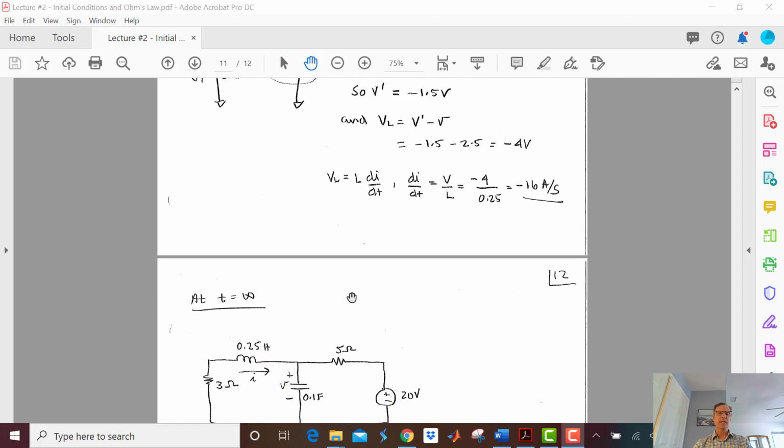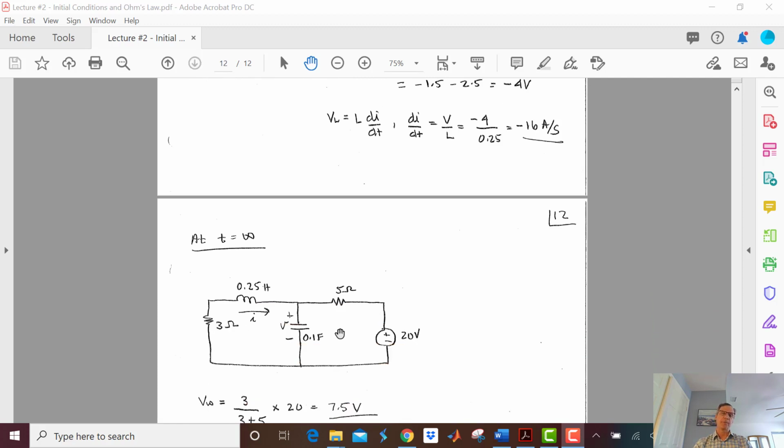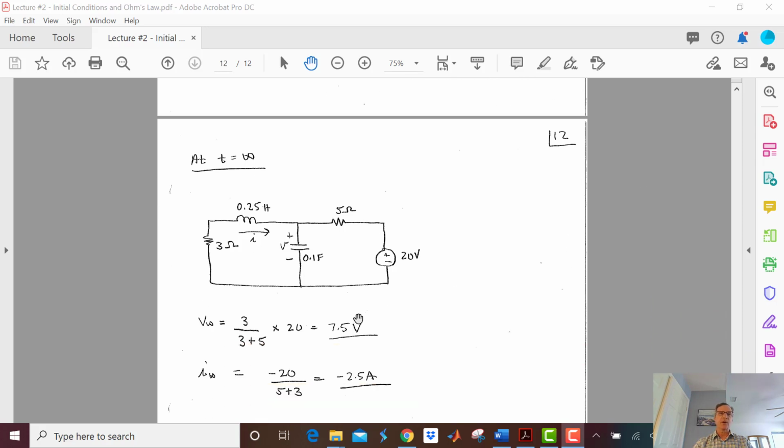Now let's go to t equals infinity. And I'm going to draw another picture here. I'm going to say that my 20 volt source is on. My other source over here is off. So of course it's shorted. And let's figure out what we have. So V at infinity is going to be 3 divided by 3 plus 5 times 20 is 7.5 volts.